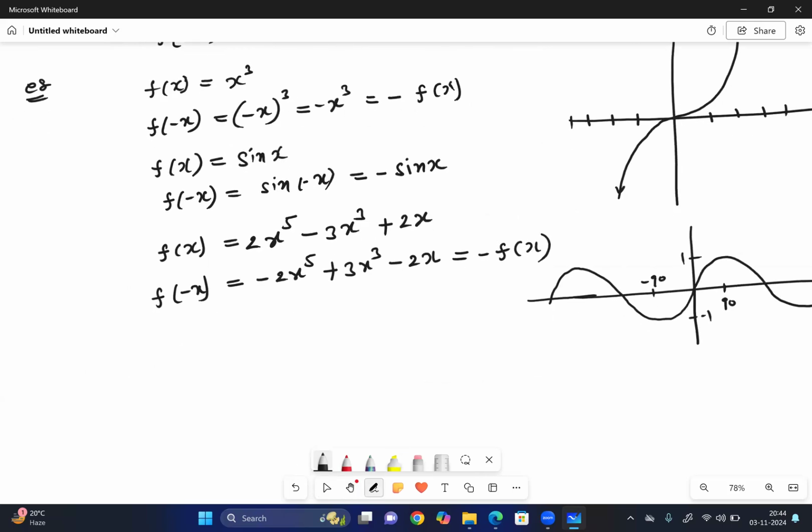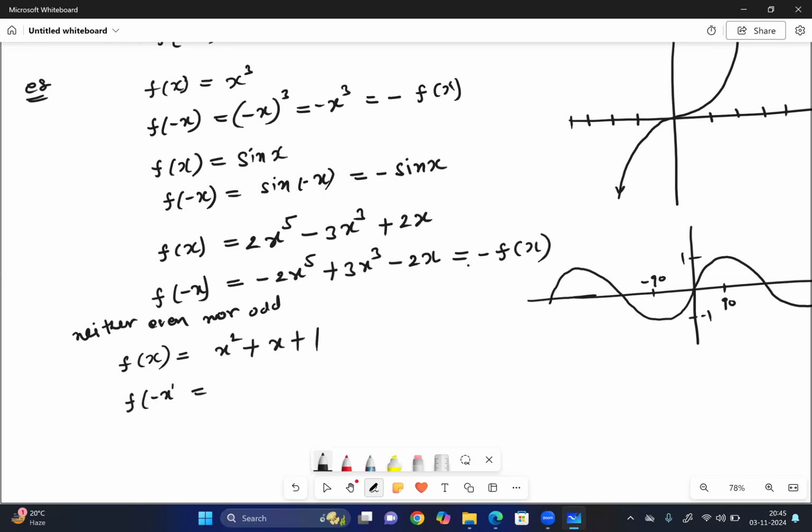Some functions are neither even nor odd. How do they work? If I'm not getting minus f(x), and neither am I getting f(x), let's take a very simple example. Let's say x squared plus x plus 1. If I'm putting minus x here, it's x squared minus x plus 1. So see, it's neither minus f(x) nor f(x). So it's neither even nor odd.